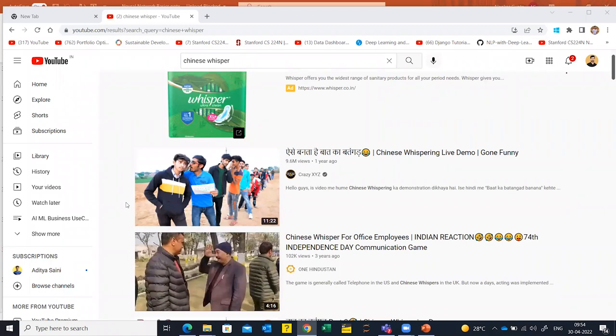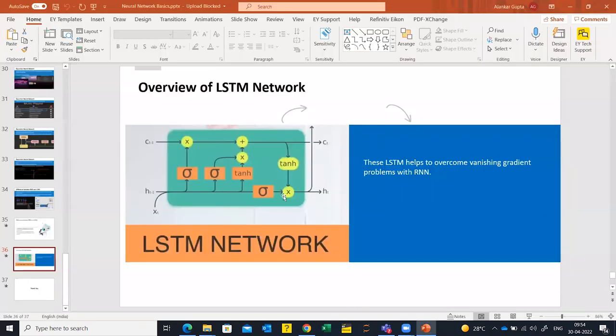And that particular individual again passes the same information, saying a lot can happen over, say, a meeting, right? So you see the information is getting vanished by the time it moves to the last person. So the last person might say something very different. Maybe a lot has happened, right? Which is altogether different. Now, this is the same problem with recurrent neural networks.